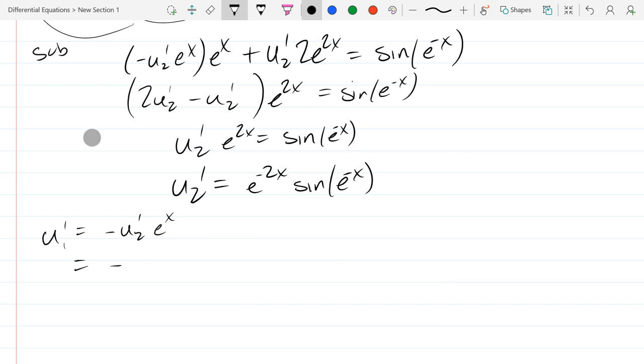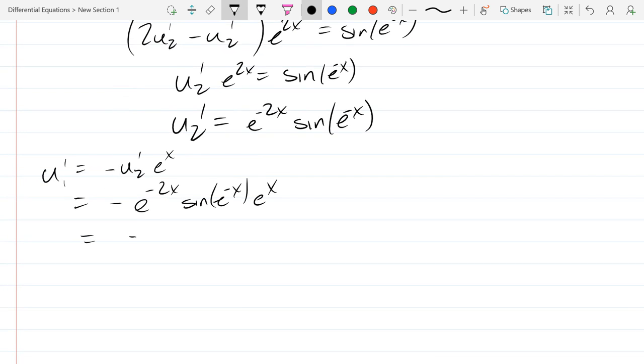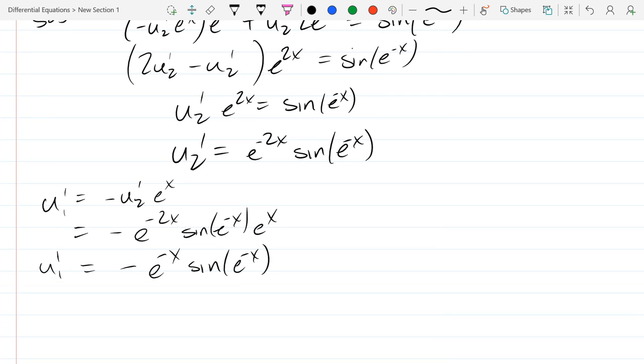So negative e to the negative 2x sine of e to the negative x times e to the regular x. So we add those powers together, and we have e to the negative x sine of e to the negative x. So we've got u1 prime and u2 prime, and all I have to do is anti-differentiate the two.